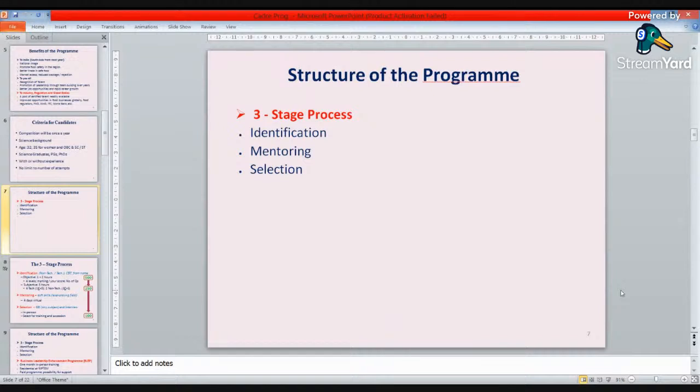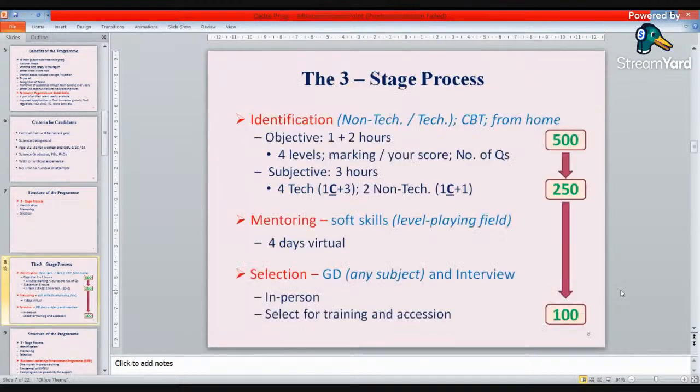What is the structure? It's a 3-stage process. Identification, because we have to identify, supposing there are 1,000 applicants or 2,000 applicants or 5,000 applicants, how do we identify them? Then mentoring, and finally selection. So at the first stage of identification, we will be shortlisting 500 people through an objective exam.